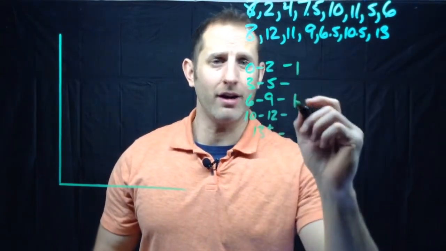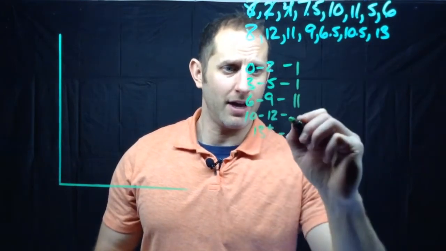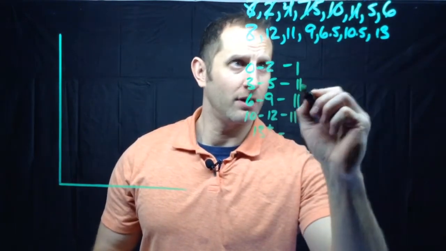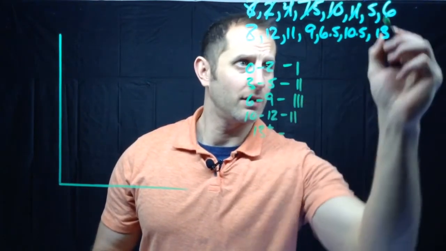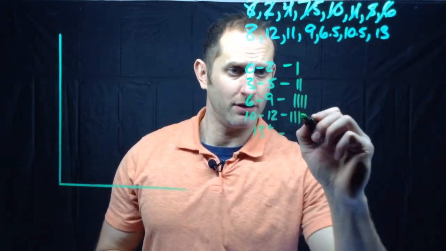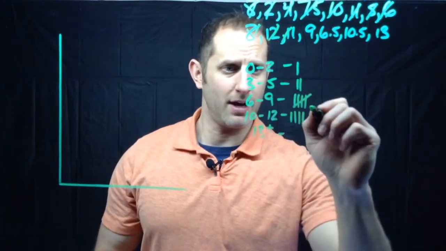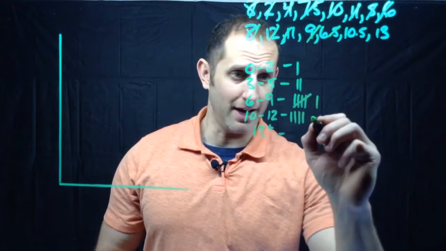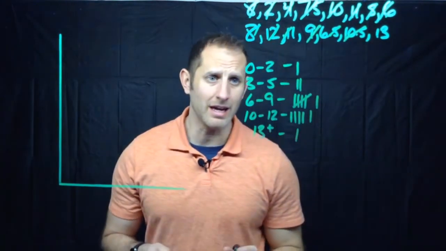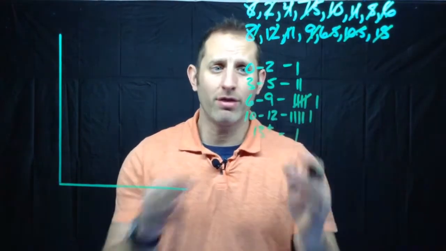2 will go there, 4, and I'll cross these out, 7.5, 10, 11, 5, 6, 8 again, 12, 11, 9, 6.5, 10.5, and finally 13. So you can see that every single number is now crossed off, and here's how this creates the graph.